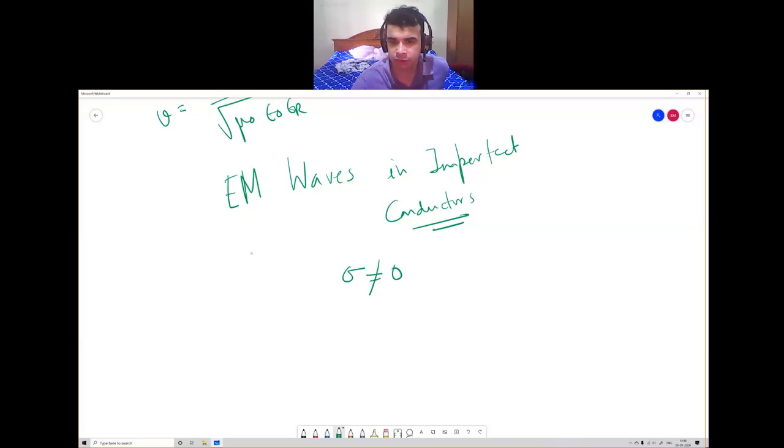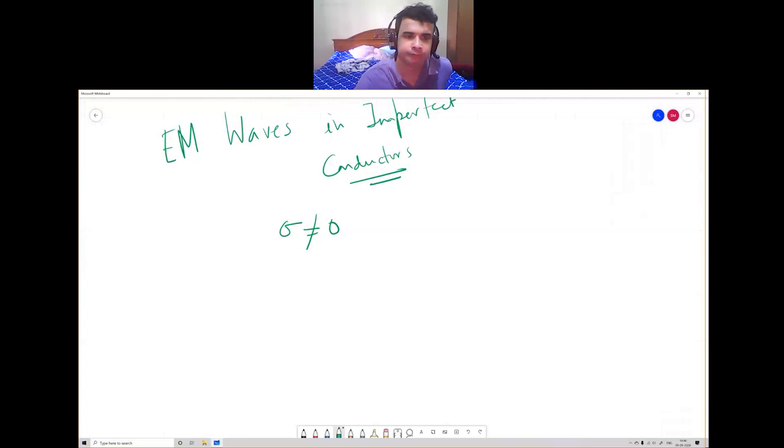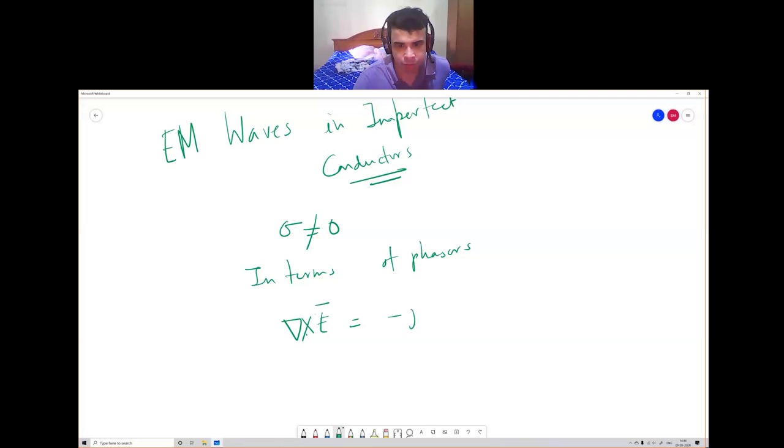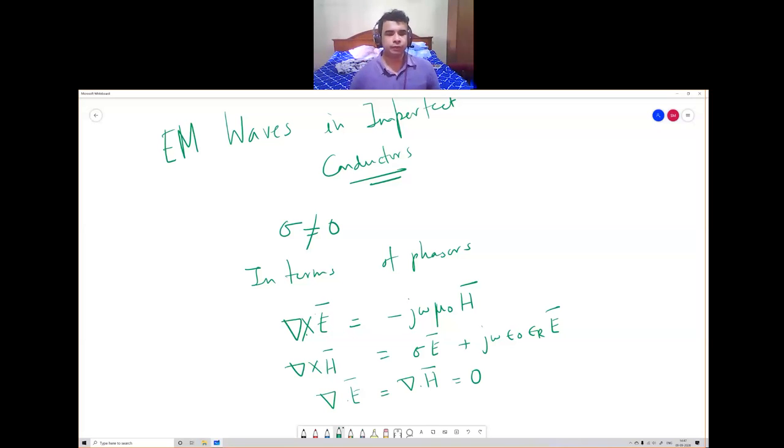So how will the Maxwell's equations be modified? If we assume phasors, in terms of phasors, the Maxwell's equations can be modified as: curl of E equals minus j omega mu naught H, curl of H equals sigma E plus j omega epsilon naught epsilon r E. Here sigma is not equal to 0. Is it okay?